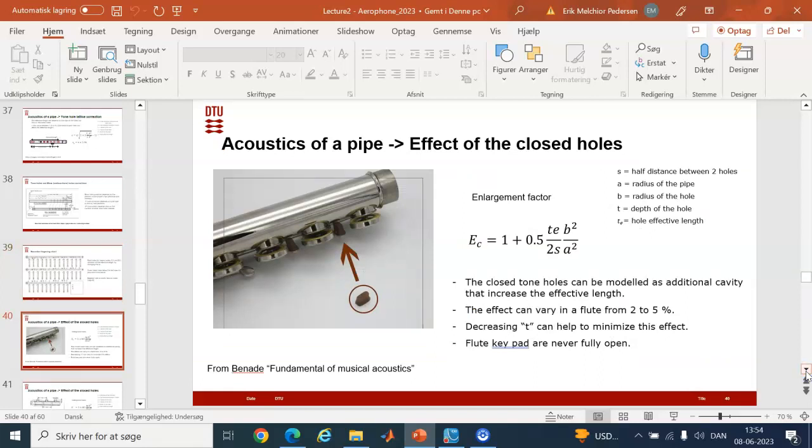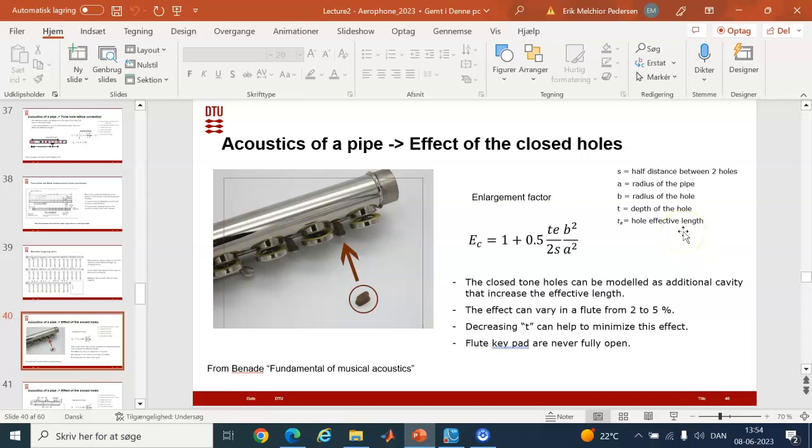Then acoustics of a pipe. See here the flute again. Effect of the closed holes. Enlargement factor is 1 plus 1 half times this term. S is the half distance between two holes as before. A is the radius of the pipe. B is the radius of the hole. T is the depth of the hole. And T is the hole effective length.